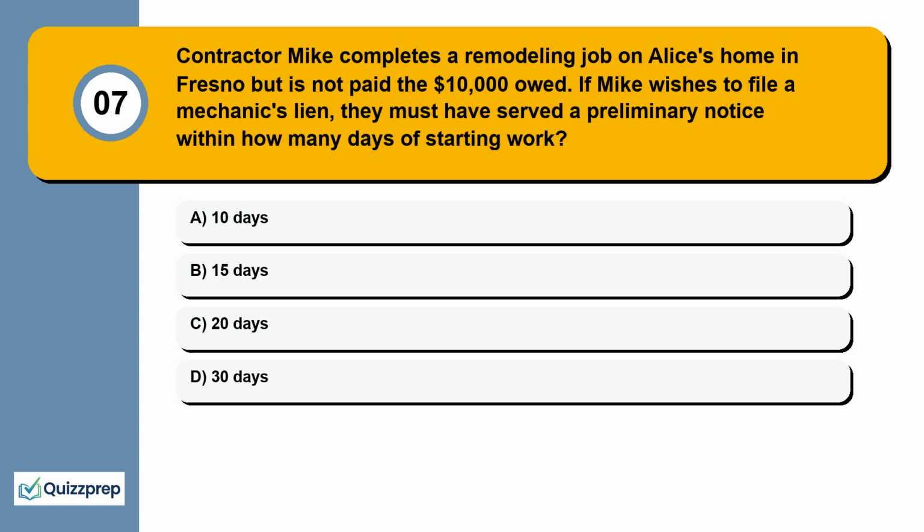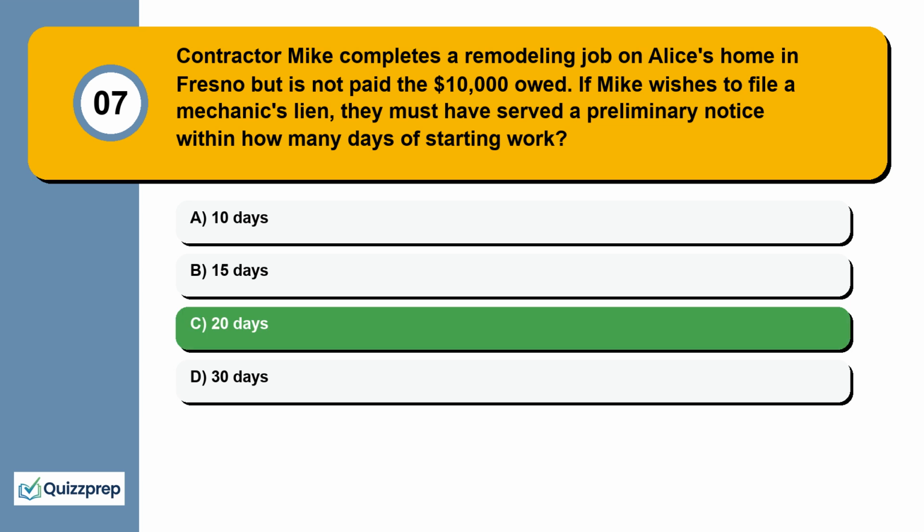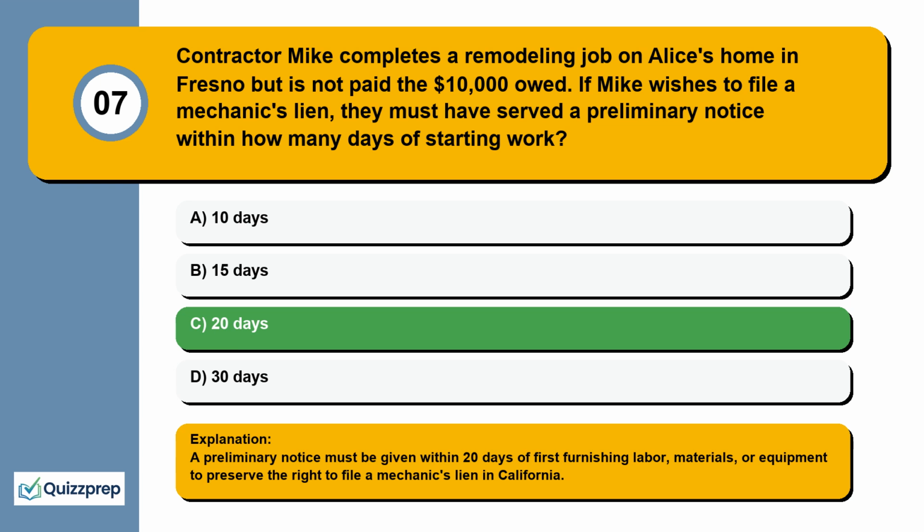Question 7. Contractor Mike completes a remodeling job on Alice's home in Fresno but is not paid the $10,000 owed. If Mike wishes to file a mechanic's lien, they must have served a preliminary notice within how many days of starting work? 10 days, 15 days, 20 days, 30 days. A preliminary notice must be given within 20 days of first furnishing labor, materials, or equipment to preserve the right to file a mechanic's lien in California.